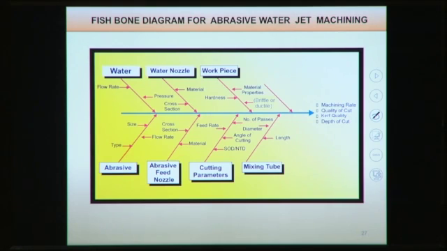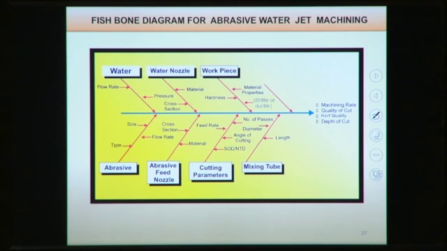And for the mixing tube, the length of this mixing tube is a very important thing. Mixing tube diameter is also an important parameter. So by changing all these parameters, you can change the efficiency of this abrasive water jet machine. So what are the output responses? Output responses are penetration rate, then material removal rate, depth of cut, kerf quality, and then quality of cut. So these are the machining output responses.